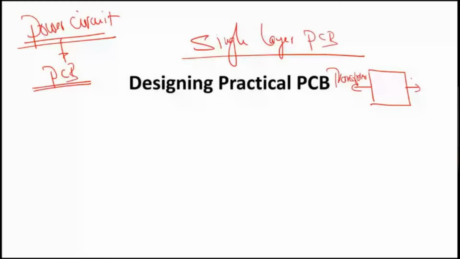Let us say I need 12 volt output. I also need 5 volt output. If necessary, I can also use 3.3 volt output. But let us limit ourselves to 5 volt and 12 volt. Let us not worry too much about 3.3. So this power board or power PCB should have one connector to connect with the transformer.